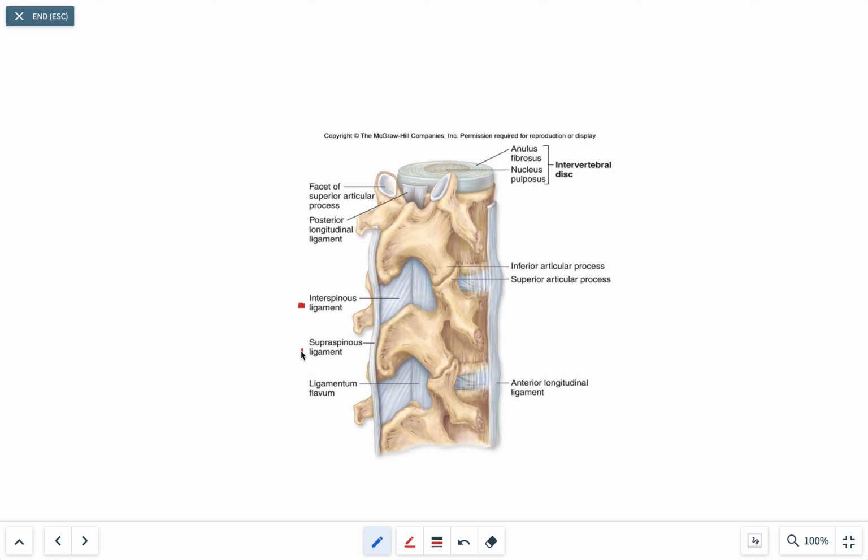The next one, the supraspinous ligament. This one is going to run strictly along the spinous process of the vertebral column, and this supraspinous ligament is actually starting all the way up at C7, and it's going to eventually attach going along the spinous process, and it's eventually going to attach into the sacrum.